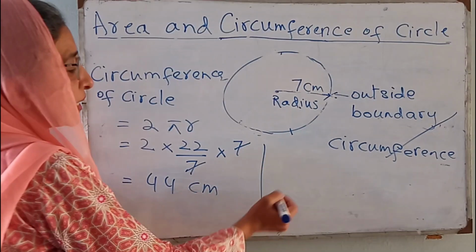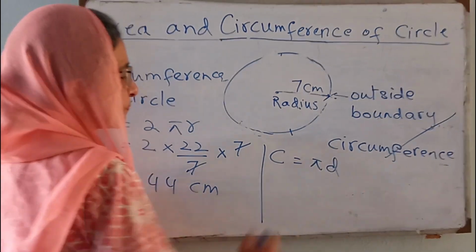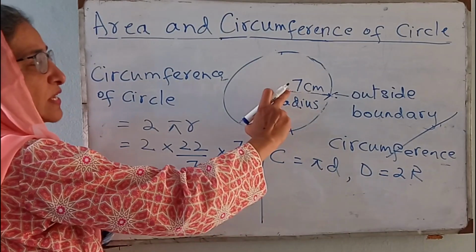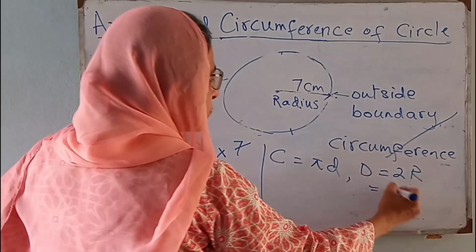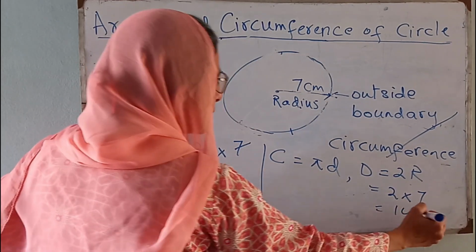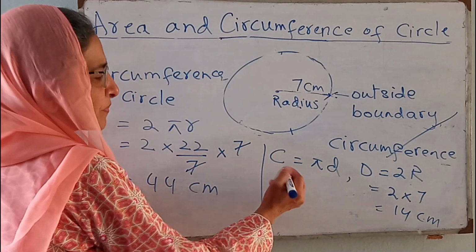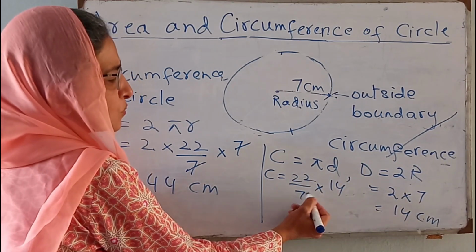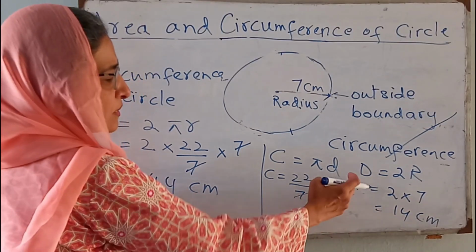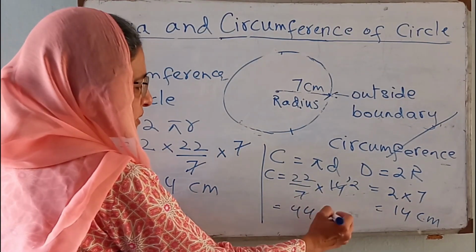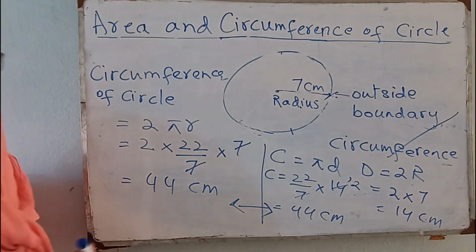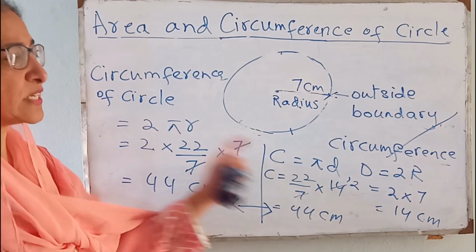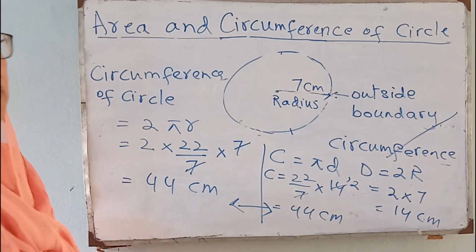If I do it with the other formula, circumference is equal to pi d. As you know, d is equal to 2r. That means whatever is the value of r, that has to be multiplied by 2. So 2 multiplied by 7, my answer is 14 cm, which is my diameter. Substituting the value here, c is equal to 22 by 7 multiplied by 14. 7 ones are 7, 7 twos are 14. So 2 multiplied by 22 is 44 cm. See, in both the cases you have got the same answer. It depends on you which formula you are comfortable with, radius or diameter. You are always going to get the same answer.